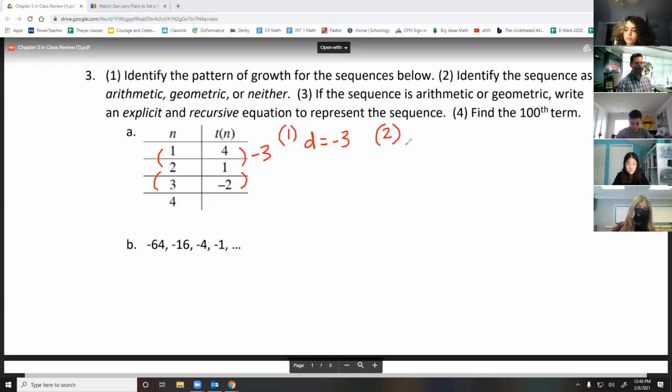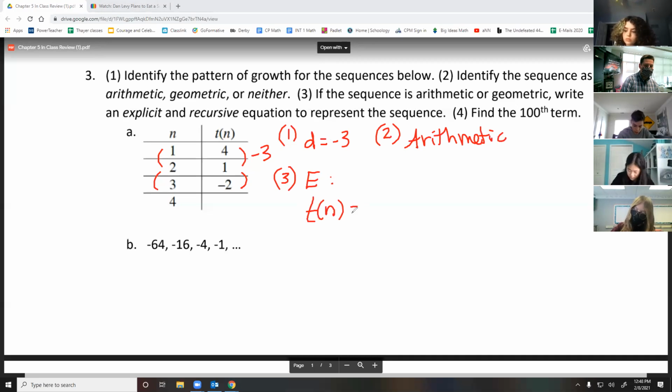Part 2, since there's a common difference, that makes this arithmetic, right? Part 3 says, if it's arithmetic or geometric, write both forms of equations. So I'll write E for explicit. So we've got T of n. It looks just like slope-intercept form. So we've got negative 3 times n plus T of 0. Now, if I work my pattern backwards to the 0th term, I'm going to be sitting at positive 7. So that's my explicit equation.